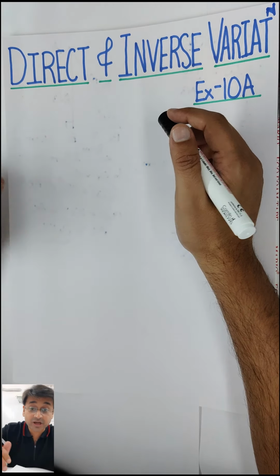What do you mean literally by variation is if one quantity changes, the other quantity also changes. So here in variation we are talking about two quantities together, and if there is a change in one quantity, what is the effect on the other quantity will decide whether it is direct or whether it is inverse.